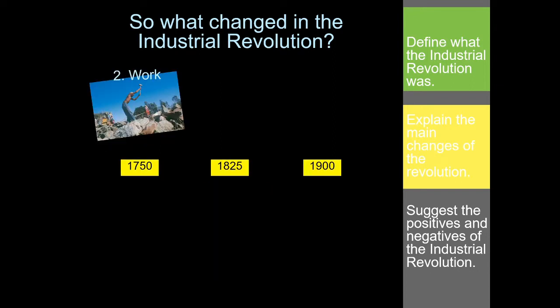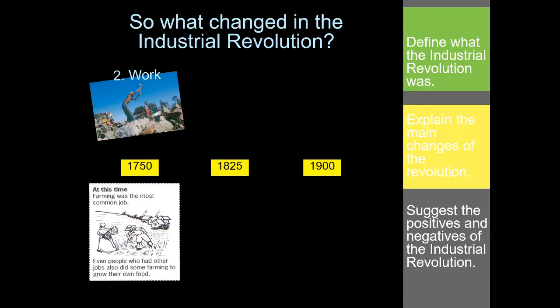Well, work. With all those extra people, how did the people work? What changed in the way people worked? Okay, so in 1750, farming was the most common job. About 90% of people were farmers at the time. Even people who had other jobs did some farming to grow their own food. So even if you worked in a town making things, you'd likely have a patch of land where you would grow your own food to make sure you kept food on the table in 1750.